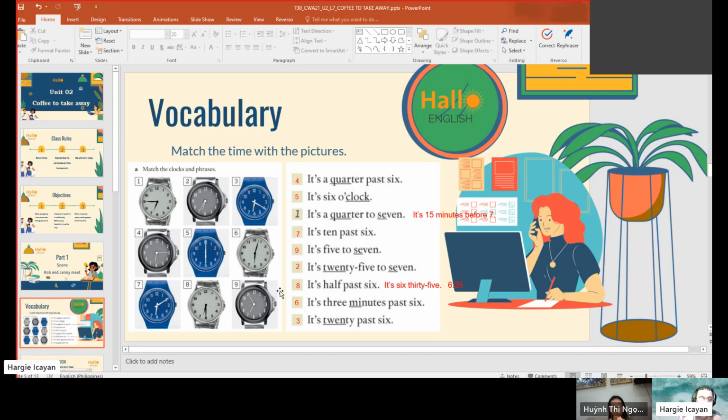Do you have any questions with this? No more. Okay, again, when you go to London, to the UK, do not mention this one because they're not used to this time. They are used to this particular time.